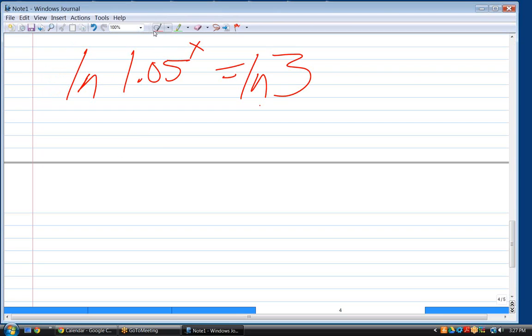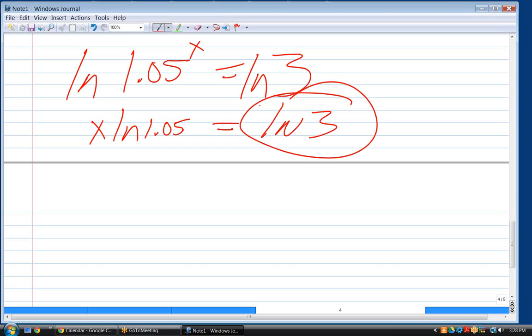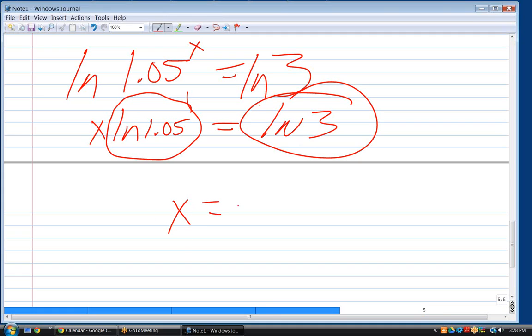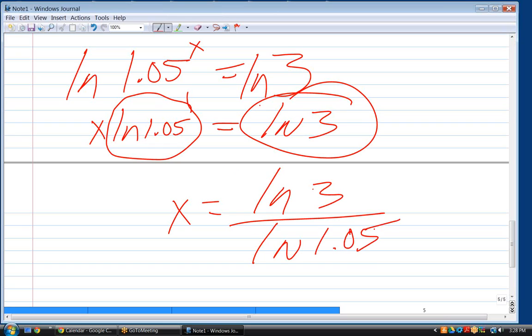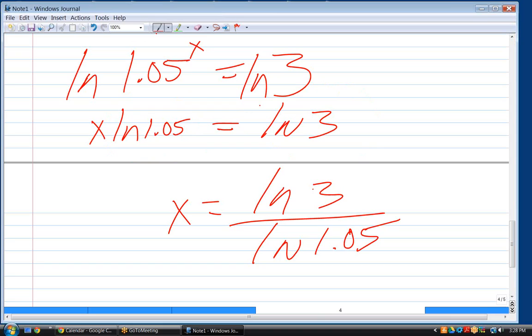So it would be x times natural log of 1.05. That's what the left side is equal to. Now notice that is a number, and so is that. So what's the next step? It's divide natural log of 3 by natural log of 1.05. Now, is there anything we can do to that function to simplify it? Yeah, we can find the natural log of 3.